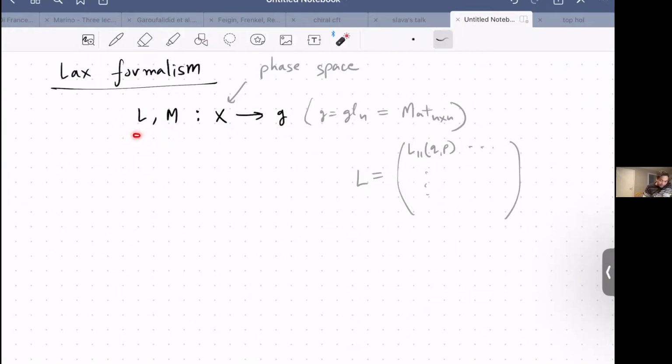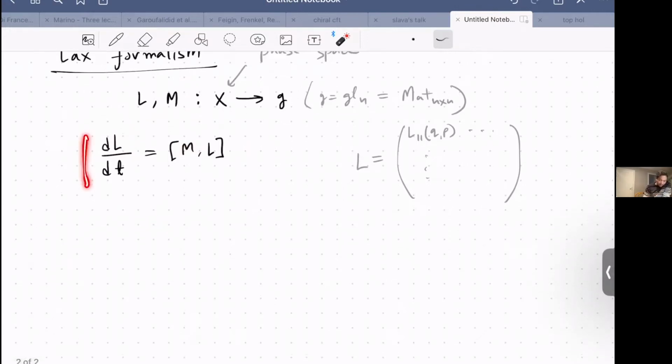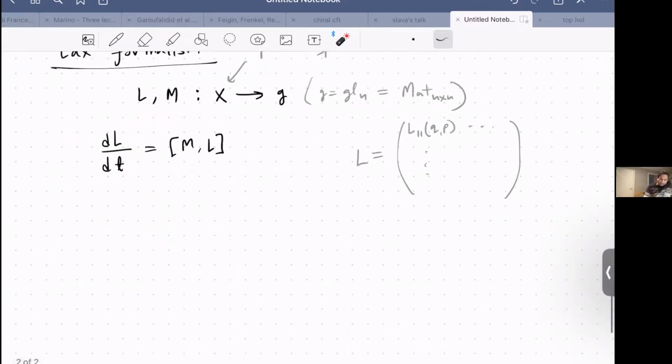Okay, so suppose that you have two such matrices, and furthermore that they satisfy the following equation. The time derivative of one of them is the commutator with the other. So this is a single equation. I don't mean that you also have another equation with M and L swapped. That's not the case. Just the time derivative of L is the commutator with M. Now, on the left-hand side, when we take the time derivative of a matrix, we just mean that you take the time derivative of each component, and that's it.